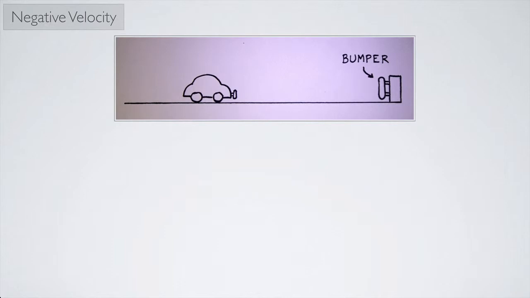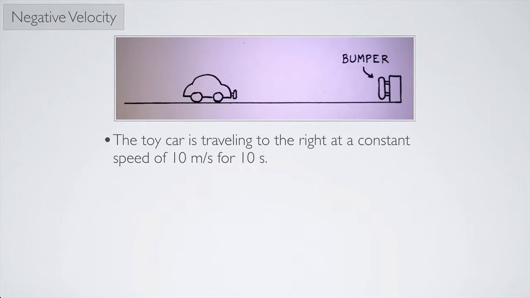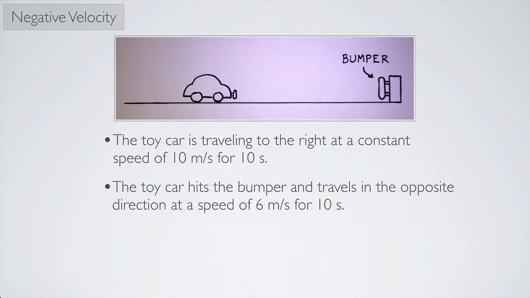Imagine that we have a little toy car that's traveling on a track, and it hits a bumper and bounces back. So this is a beautiful drawing of the little toy car and the bumper. And let's suppose that the toy car is traveling to the right at a constant speed of 10 meters per second for 10 seconds. Then it hits the bumper and travels in the opposite direction at a speed of 6 meters per second for 10 seconds.